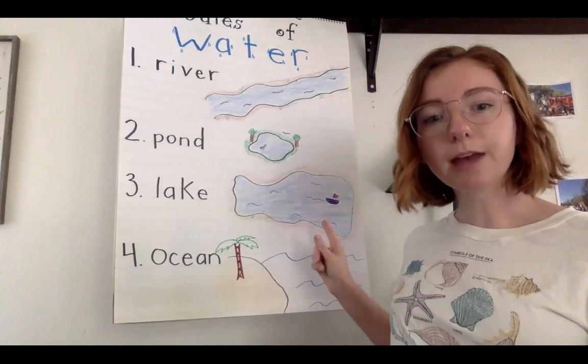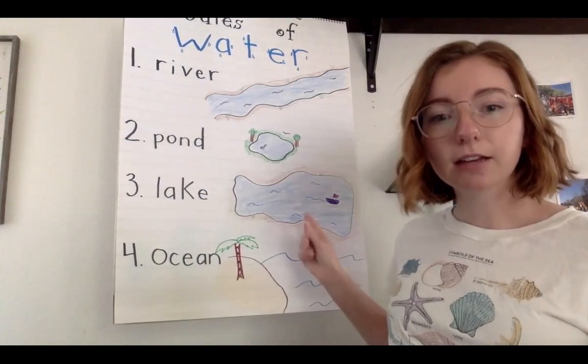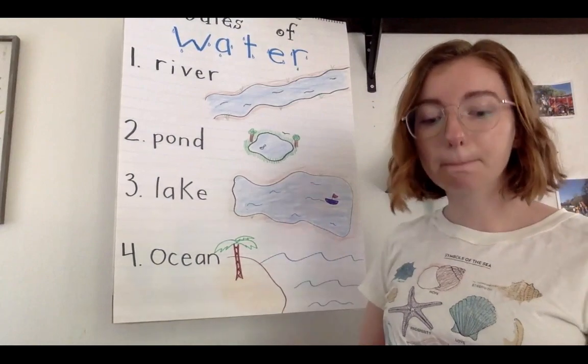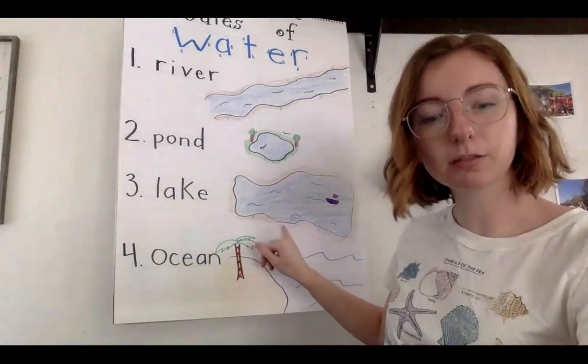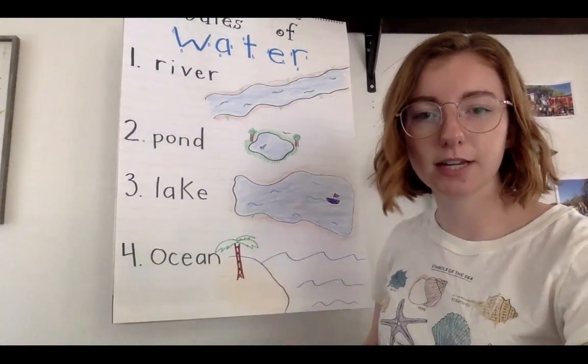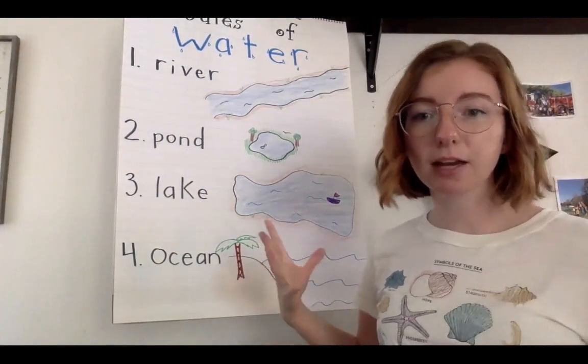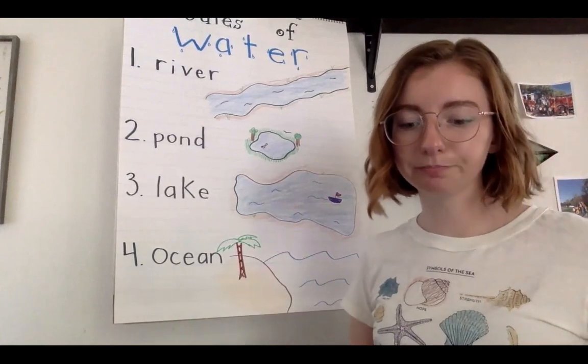Here, number 3, we have a lake. A lake looks similar to a pond, but it is bigger. It's mostly fresh water, and at the bottom of a lake, it can be muddy or sandy. Lakes can be really big, or sometimes they can be small.